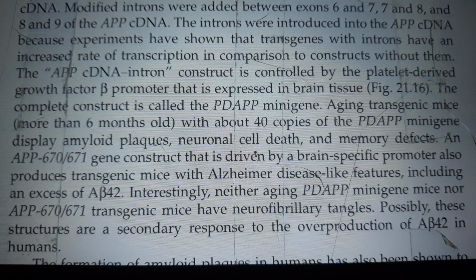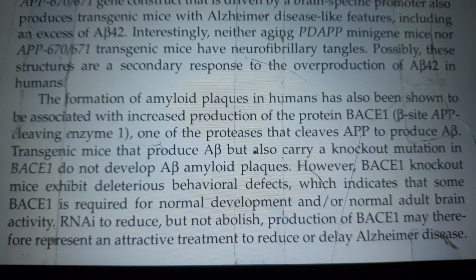Aging transgenic mice, more than 6 months old, with about 40 copies of the PD-APP minigene display amyloid plaques, neuronal cell death, and memory defects. An APP gene construct that is driven by a brain-specific promoter also produces transgenic mice with Alzheimer's disease-like features, including an excess of A-beta 42.